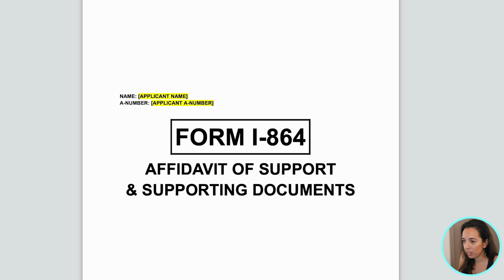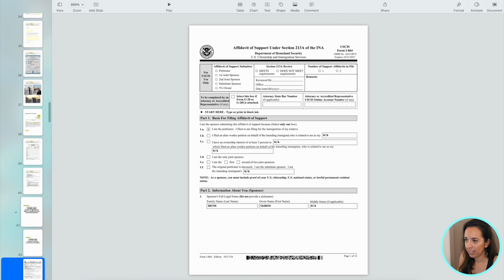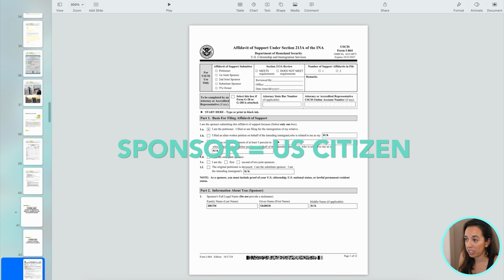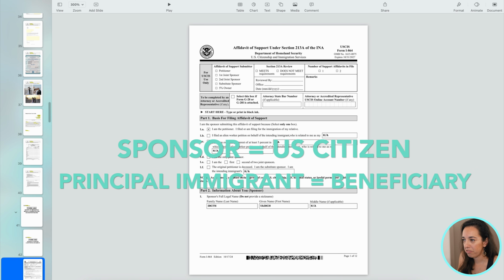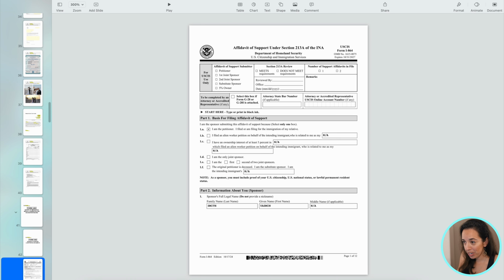requirement. We included the principal applicant's A number and name on this form, even though this form is predominantly filled out by the petitioner or U.S. citizen. Here we have page 1 of the form, and this form is predominantly filled out by the U.S. citizen. Just to clarify for this form, the sponsor is the U.S. citizen, and the principal immigrant is the beneficiary, i.e. the non-U.S. citizen. So let me show you how we filled out our I-864 form.